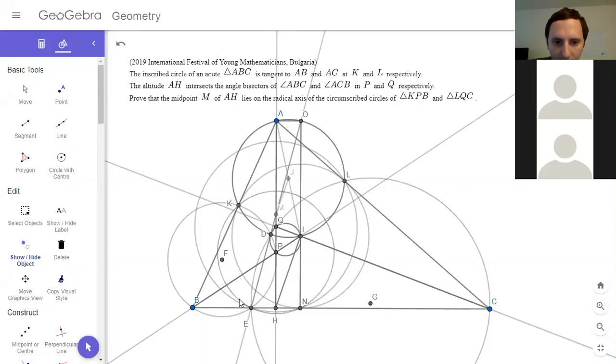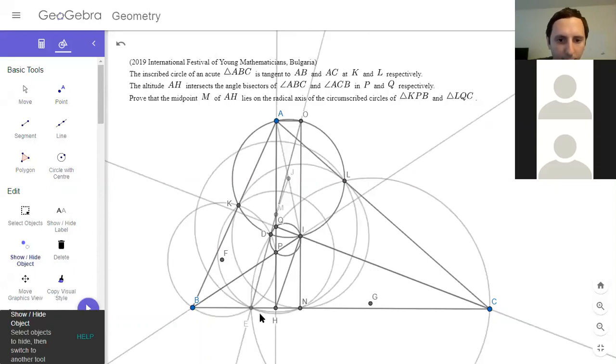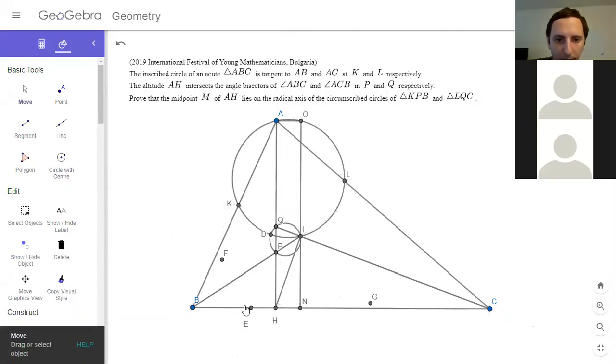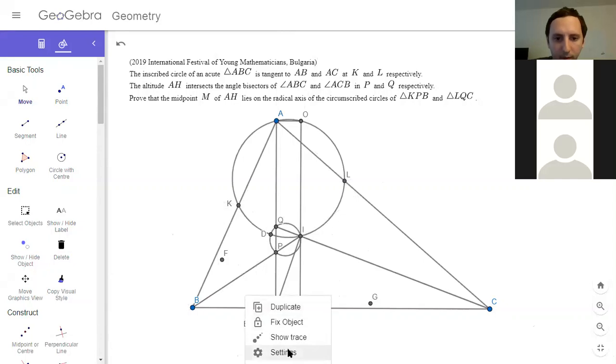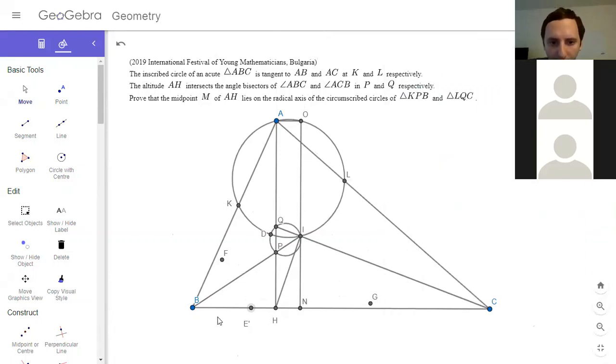So if we let E prime be the reflection of N over H, we want to show DE E prime KP is cyclic.